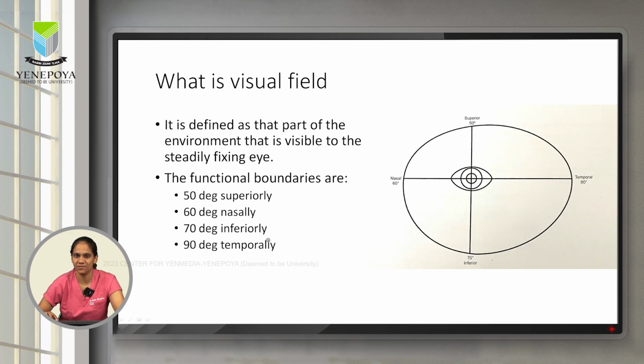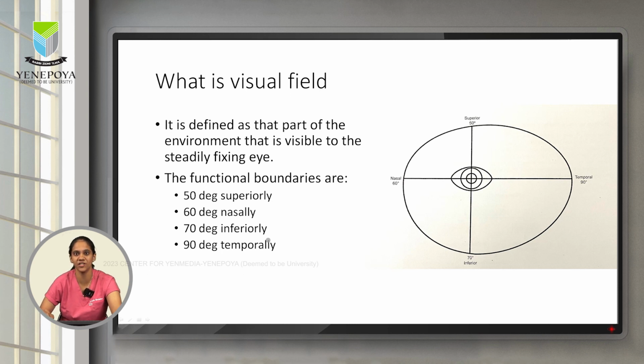So what exactly is a visual field? A visual field is defined as that part of the environment that is visible to the steadily fixing eye. When you're fixing at a specific point, whichever area can be seen by the eye while fixing on that same point, that is what we call the visual field. The boundaries will be 50 degrees superiorly, 60 degrees nasally, 70 degrees inferiorly and 90 degrees temporally. These are the boundaries that we are testing during a confrontation test.